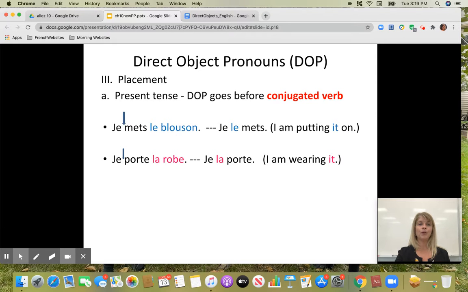If I want to say I'm putting it on, I want to get rid of blouson and say it. I'm going to use le because it's masculine, singular, and I'm going to put it in front of my conjugated verb. Je le mets. I'm putting it on. Je porte la robe. I'm wearing the dress. What am I wearing? The dress, la robe. La robe is feminine singular. I'm going to use la, and I need to put it in front of my one conjugated verb. Je la porte. I'm wearing it. Je l'apporte.